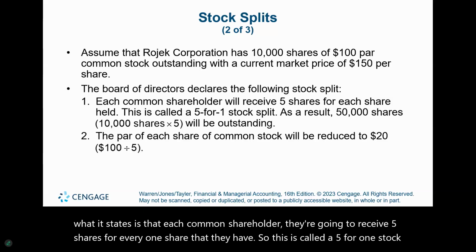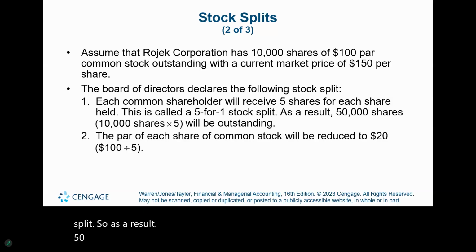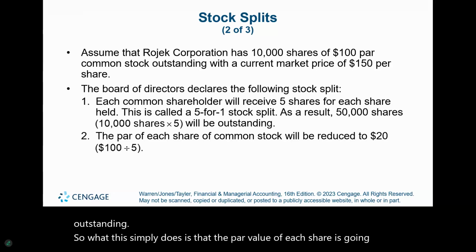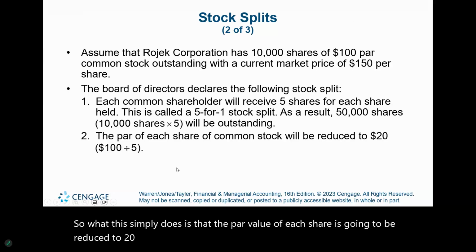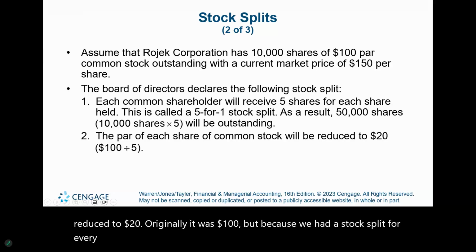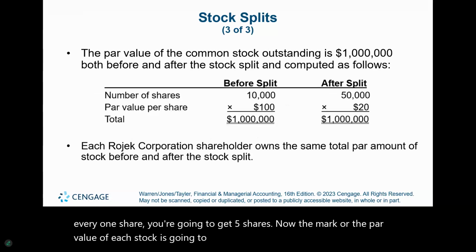As a result, 50,000 shares, 10,000 shares multiplied by 5, are going to be outstanding. What this simply does is that the par value of each share is going to be reduced to $20. Originally, it was $100, but because we had a stock split, for every 1 share, you're going to get 5 shares. Now the par value of each stock is going to be reduced.